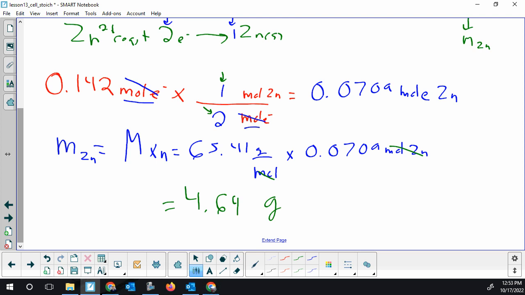So it took almost half an hour and we didn't even get 5 grams. It's slow. Electroplating isn't fast to demo. So that's cell stoic in one direction. A question is either this sequence or sort of bottom up. I'm going to give you a problem now, see if you can make a plan, execute the plan, and solve for either the current, the time, or the mass.